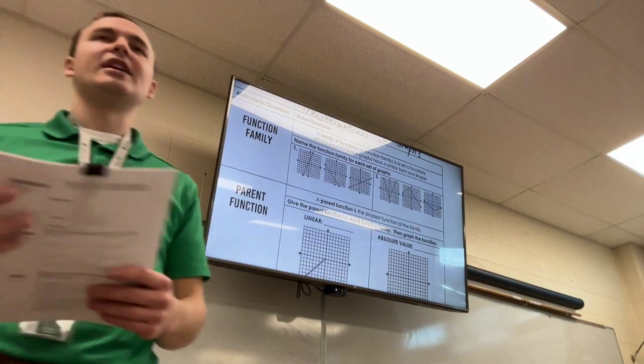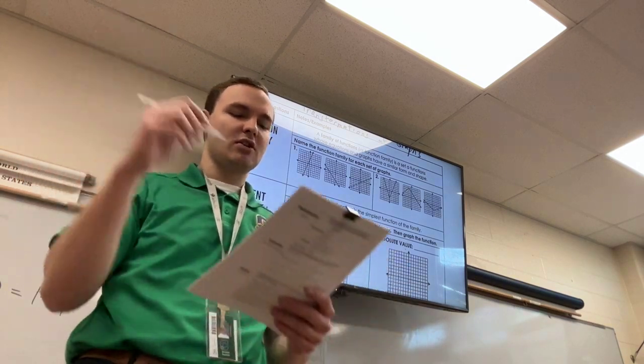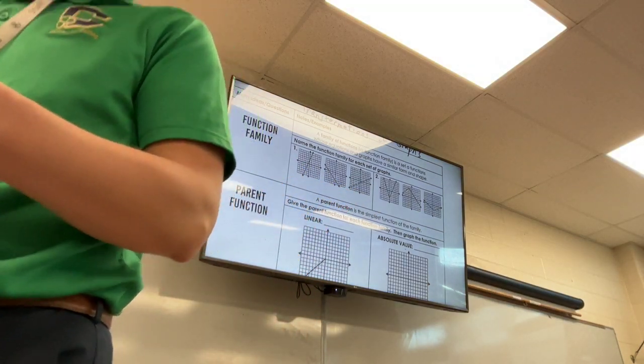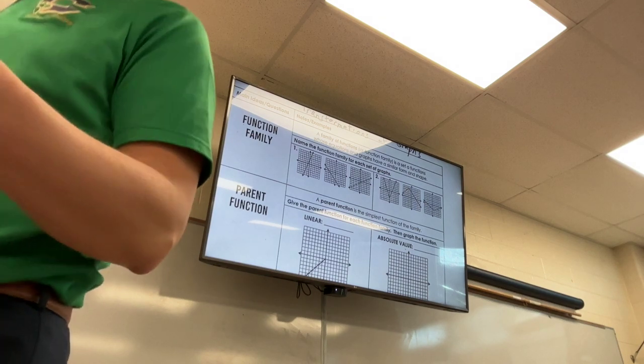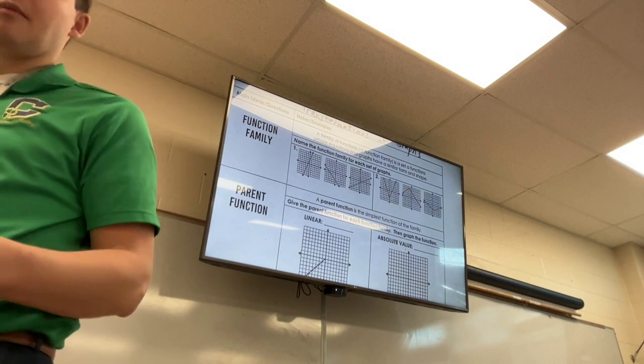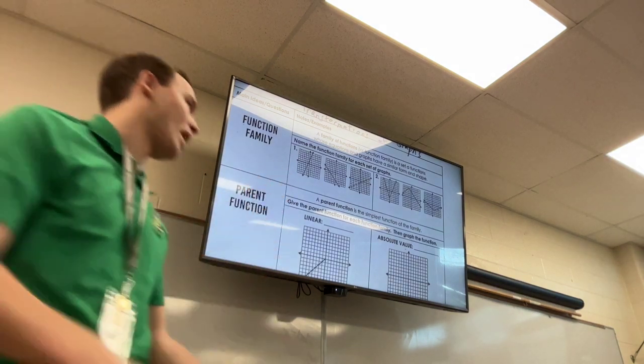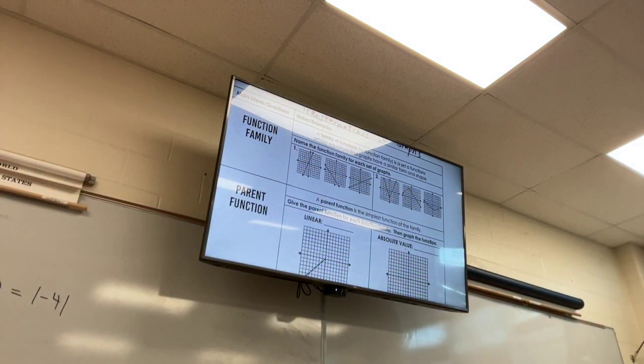Basically what you do is you start from what we call a parent function. You look at your equation, you see what parent function it's related to, and then you see if there's a plus or a minus or a multiplication by some number. We're going to show you how that changes the parent function and gives you your new graph. You probably don't understand it based on what I just said, but hopefully today's lecture will clear that up.